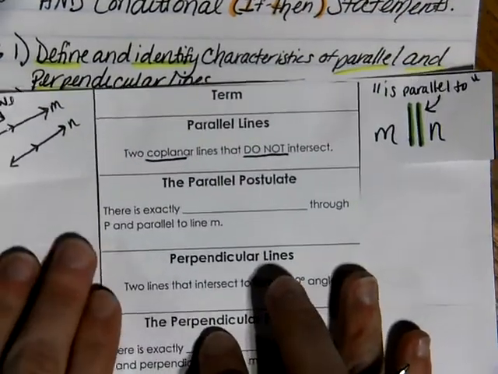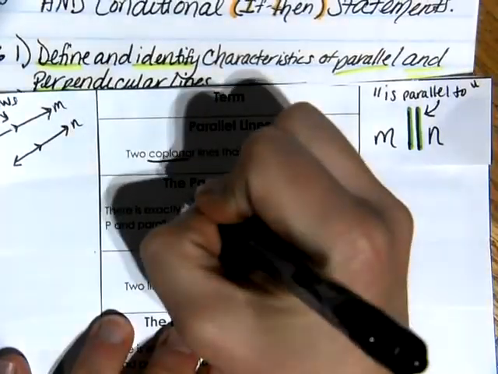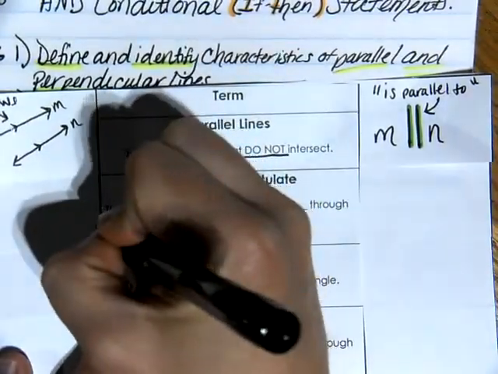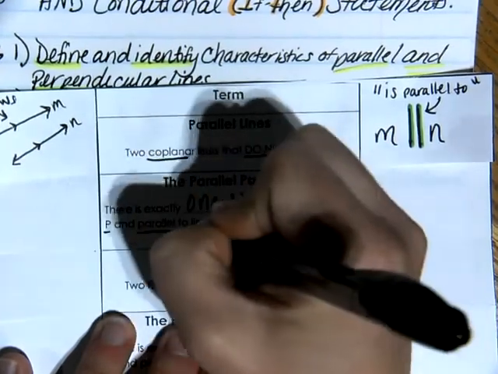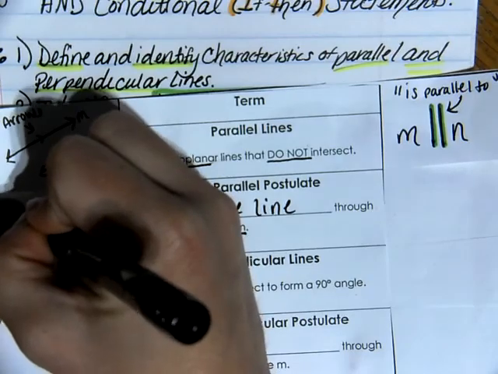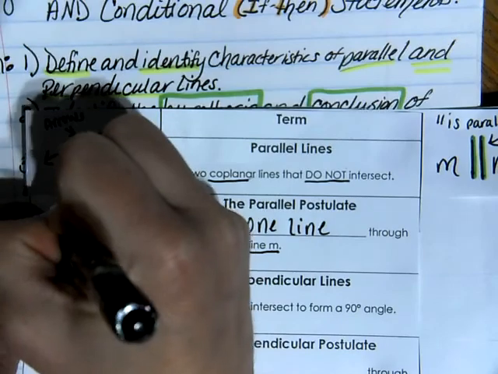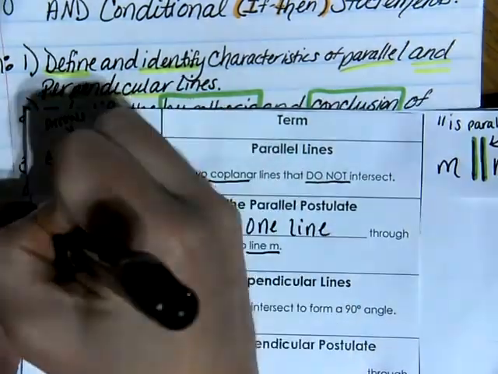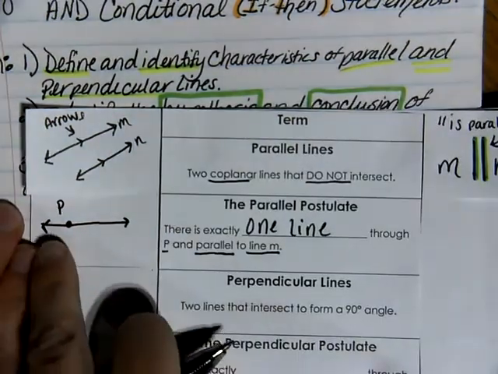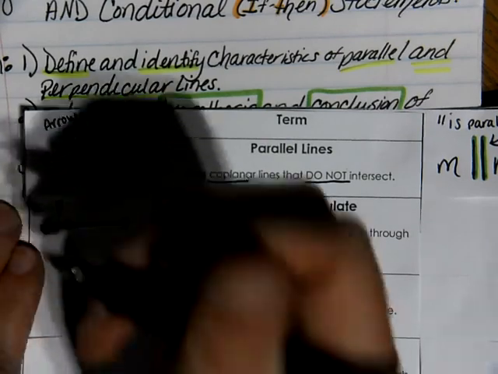The parallel postulate says that there is exactly one line through point P that is parallel to line M. So what that means is that if I have a point and I call it point P and I draw a line going through point P, there exists exactly one line going through point P that is parallel to line M.